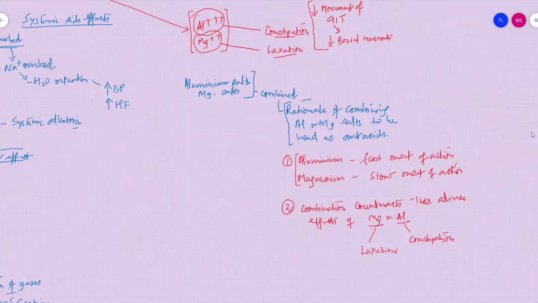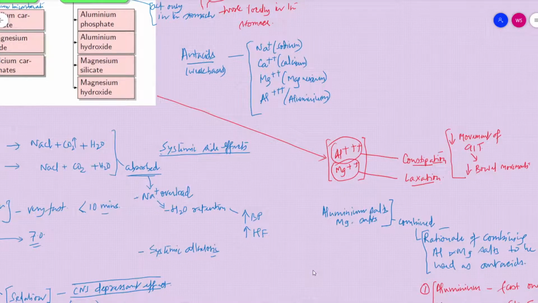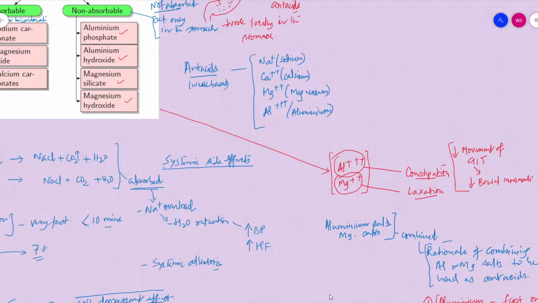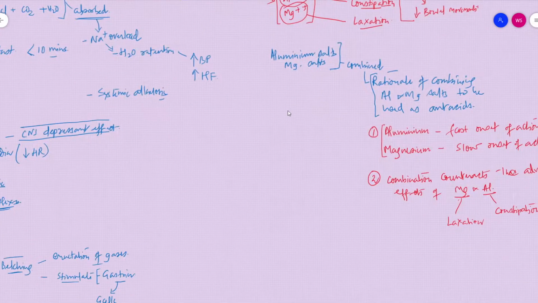Aluminum, we have seen, if absorbed, has the adverse effects that we mentioned earlier. But remember, aluminum as a hydroxide salt, magnesium as hydroxide and silicate, and aluminum as phosphate are not absorbed at all. They have only local action. So it is a better drug, and they are used as non-absorbable antacids.